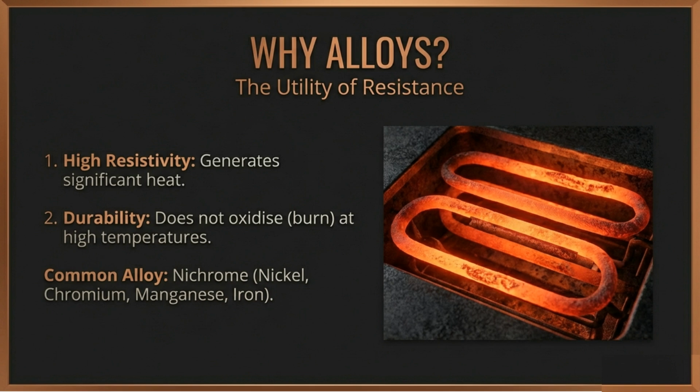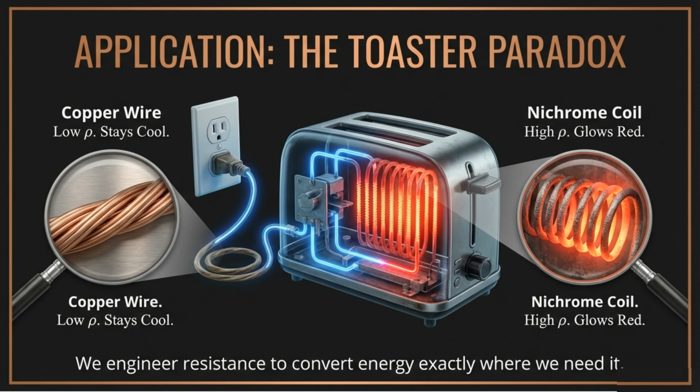Alloys are useful due to their high resistivity, which generates significant heat. They also offer durability, as they don't oxidize at high temperatures. Nichrome is a common alloy. The toaster is a classic application, the toaster paradox. Copper wire, with low resistivity, stays cool, while the nichrome coil, with high resistivity, glows red and generates heat.